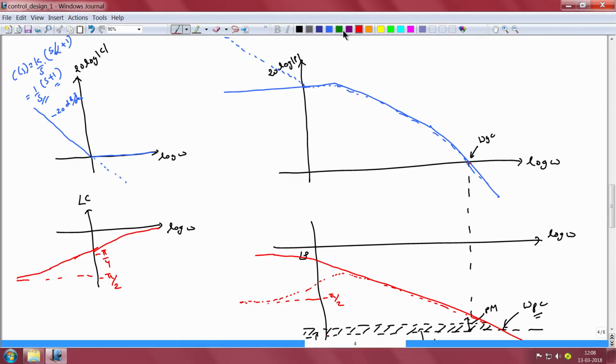So, this controller we can expand and write as C of S is equal to K by S times S by alpha plus 1, and when expanded it will appear as K by alpha plus K by S. Now, this can be viewed as a summation of two terms. This is a proportional term and this is an integral term.